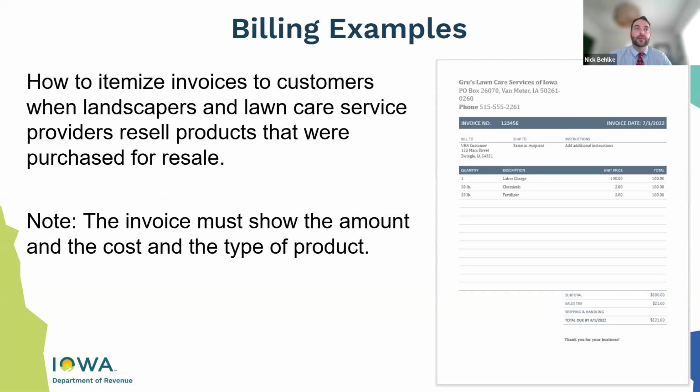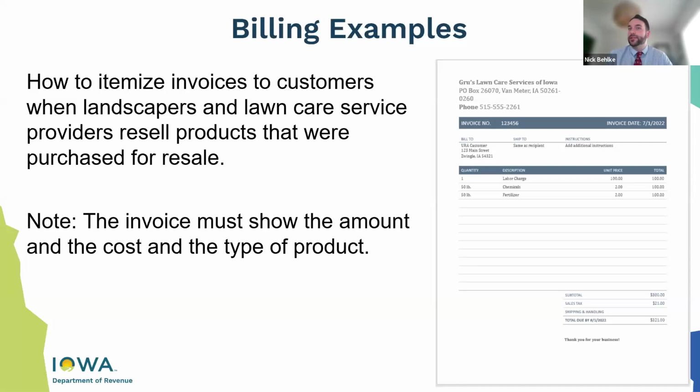But I mentioned the sale for resale exemption. So this first billing example is an invoice to a customer when the retailer claimed the resale exemption on the purchase of the products used in performance of a service. To successfully claim that exemption, the retailer is required to itemize the invoice to the customer here. So we can pull out the taxable items here. So you can see the labor charge, chemicals, and fertilizer all here. Hopefully you can see that. It's not too hard on your eyes.